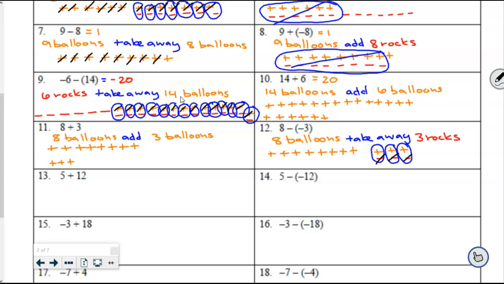9 and 10 were interesting. How many of you guys double checked because they were different than all the others? I didn't follow the pattern. Did I throw you off? Just one of you? 2 of you? Number 9 and number 10.